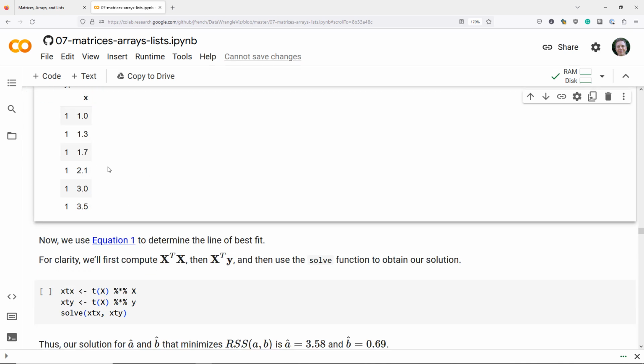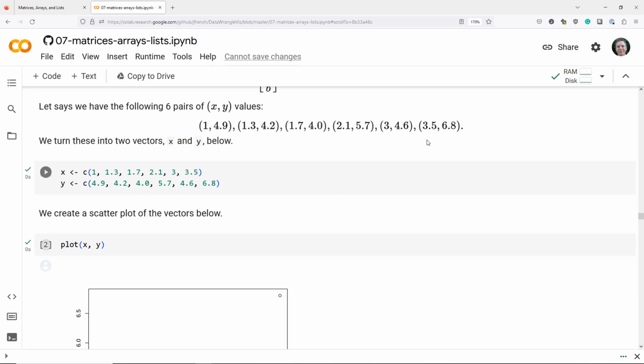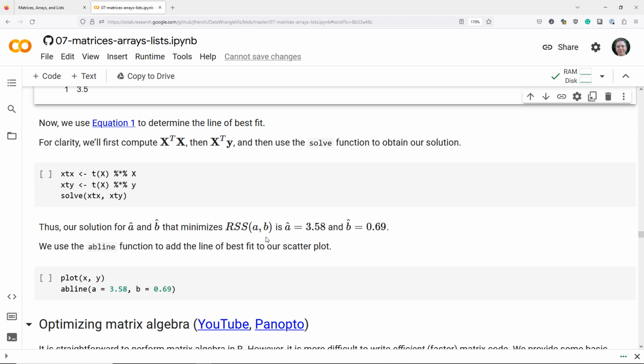Now we can use the equation that we defined above to compute our line of best fit in order to find a hat and b hat. We don't actually need to turn y into a matrix here. Because it's a vector, R is able to deal with that in the matrix operations and everything will work out okay. For clarity, the first thing we're going to do is construct x transpose x. I do that on this line right here. So I have the transpose of x multiplied by x. I also compute x transpose y. So that's what I have right here, the transpose of x multiplied by y. And I store those in xtx and xty respectively.